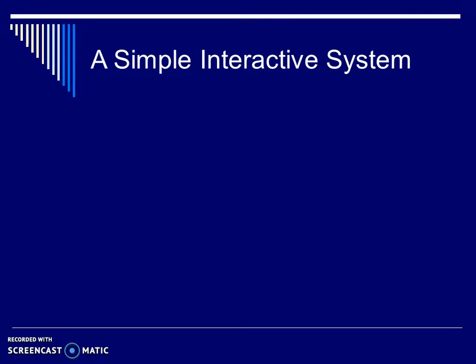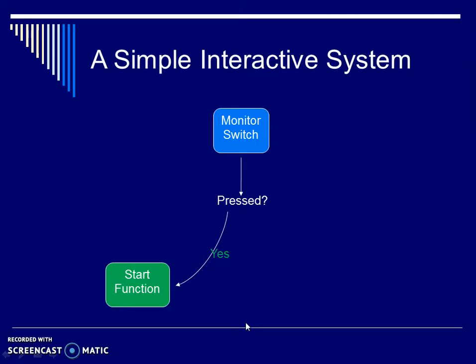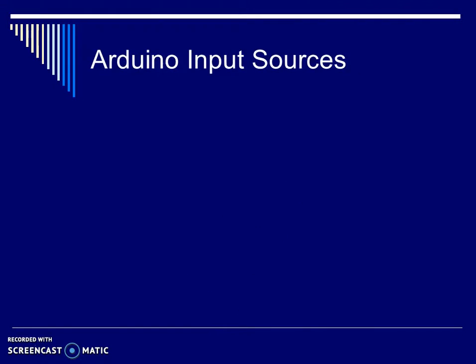Okay, first, an example of a very simple interactive system. We can have a system that monitors a switch and checks to see if that switch has been pressed. And if it hasn't, it simply goes ahead and continues in a monitoring loop, just checking each time to see if that switch has been pressed. And then, of course, eventually we expect that that switch will be pressed. And when it is, we can start some kind of function, some different behavior. So that's about as simple an interactive system as I can conceive.